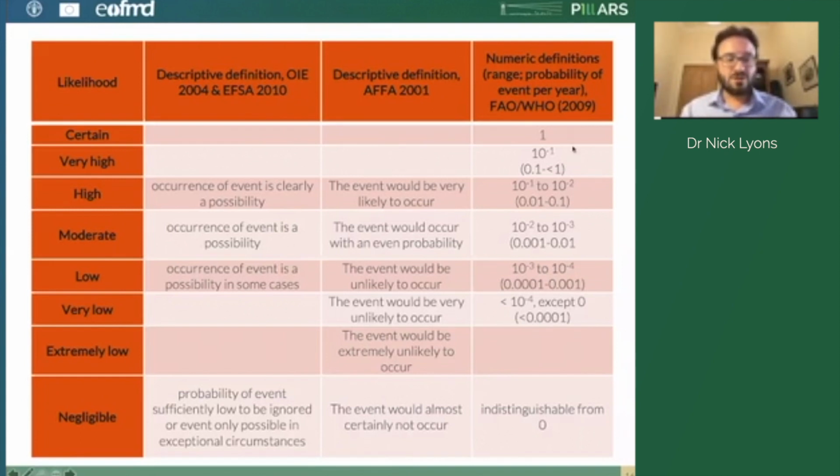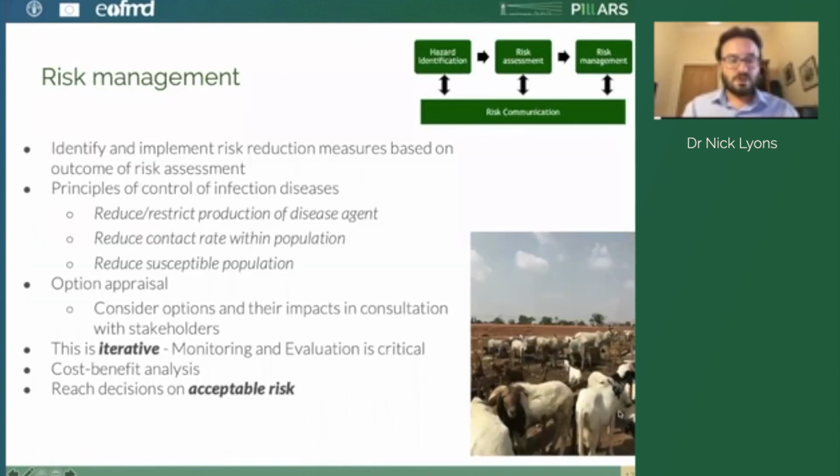where certain is a probability of 1 compared to negligible, which is indistinguishable from 0. So it's just to give you an idea of how they're perhaps related. So that's a description of the risk assessment stage.